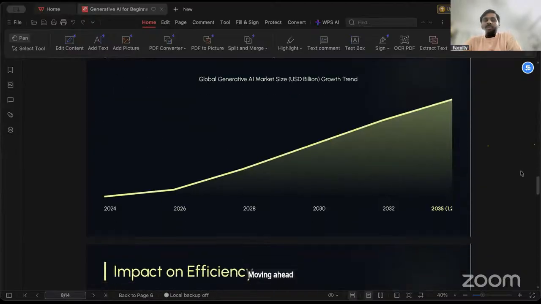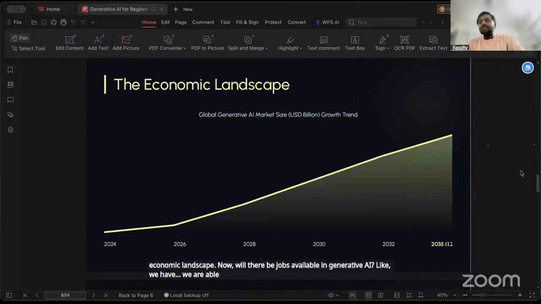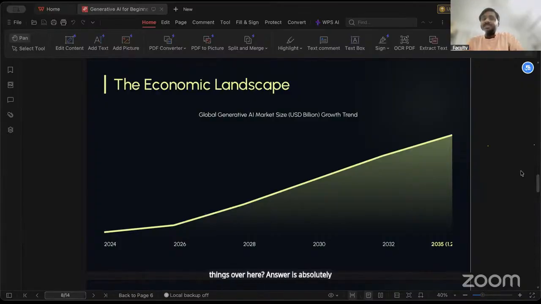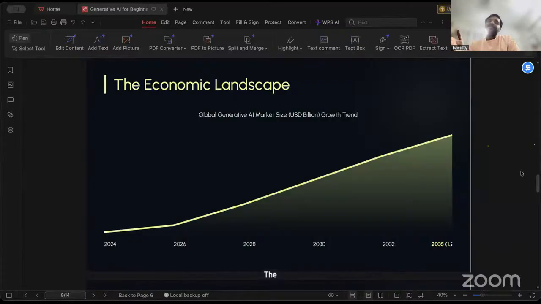Moving ahead, talking about your economic landscape. Now, will there be jobs available in generative AI? Like we are able to see things over here. The answer is absolutely yes. N number of openings are available in the field of generative AI. If you look at the comparative analysis, right now we are in 2026, and you can see the graph is exponentially growing till 2035. Billions of dollars are getting invested, and you can see the growth in terms of packages also.